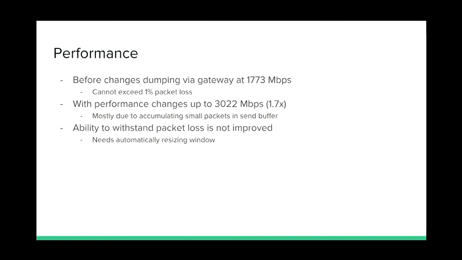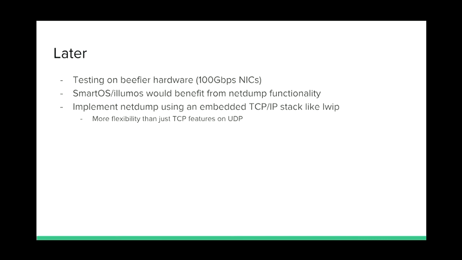I need an automatically resizing window, that'd be great, because then I can just focus on the packets that aren't getting ACKed and really nail those down. Later, I need to test on beefier hardware, because really the machines that I want to be getting core dumps from are these multi-terabyte machines with 100 gig cards, so why not use that? If I had access, I would.